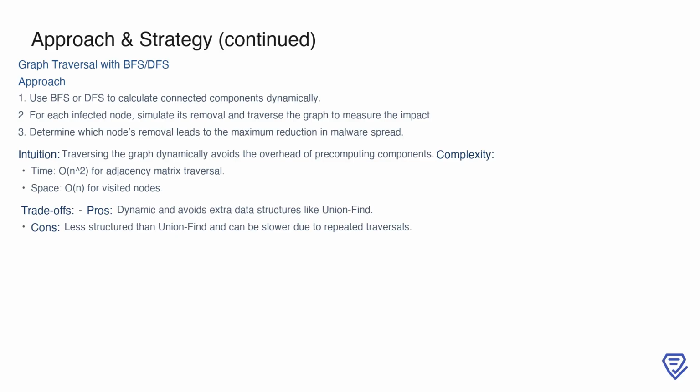However, this comes with its own trade-offs. The time complexity remains O(n), due to adjacency matrix traversal, and the space complexity is O(n) for tracking visited nodes. While this method is conceptually simpler and avoids the additional data structures required by union find, it can be less structured and slower since it involves repeated graph traversals for each node. This makes it less efficient for larger graphs compared to the union find approach.